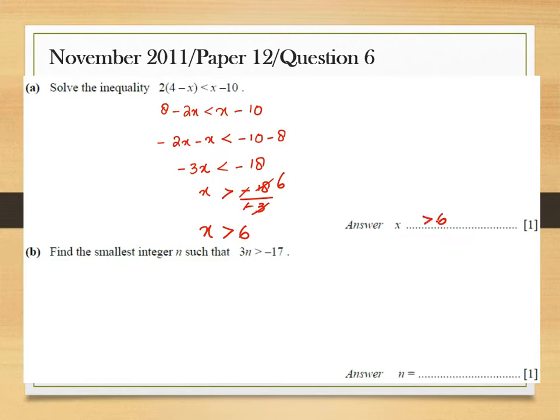Now in the next part they are saying, find the smallest integer n such that 3n is greater than minus 17. In this case, when we shift 3 to the right hand side, as it is a positive number, we will not change the sign of the inequality.